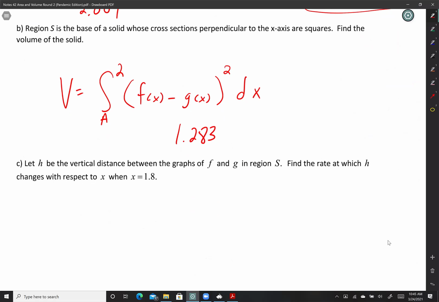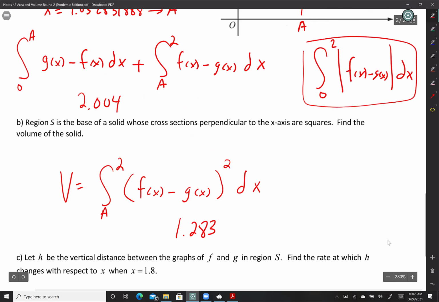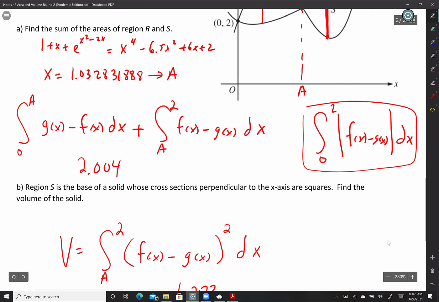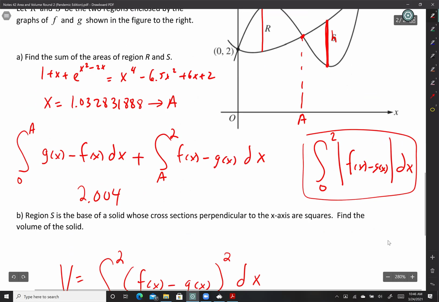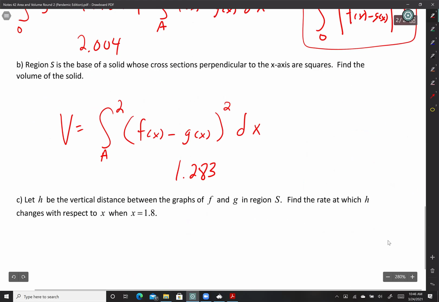All right, finally, letter C. I haven't done any of these questions, so we'll figure it out. Hopefully we're correct on all of them. I think we are. We're confident. Let h be the vertical distance between the graph of f and g in region S. Okay, we're still looking at region S, so this is a vertical distance. I'm going to call that h. Find the rate at which h changes with respect to x when x is 1.8.